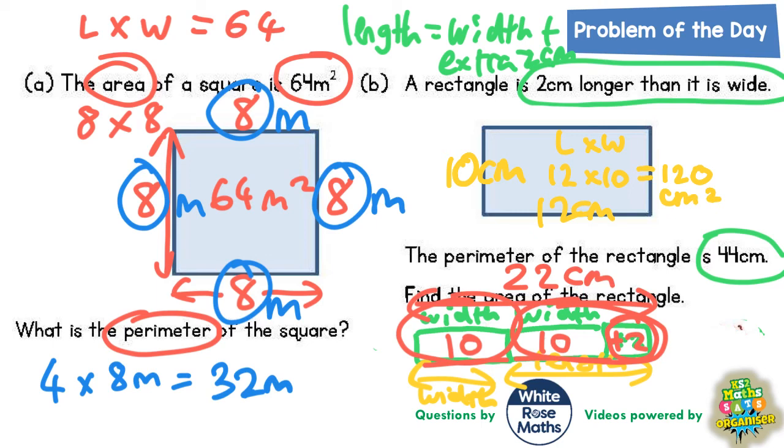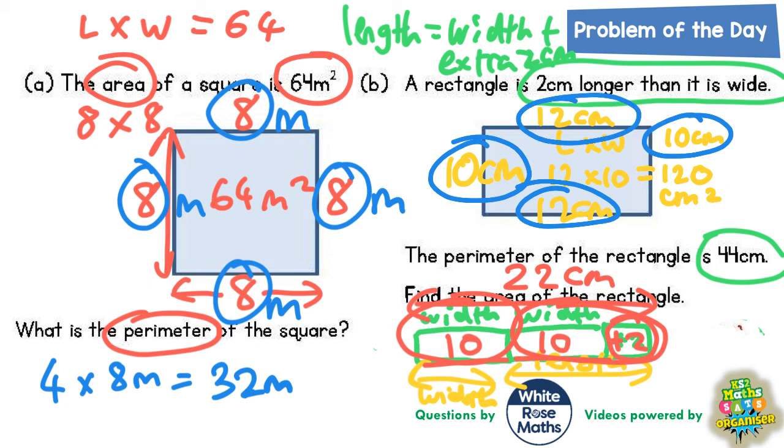Just to double check that this fits in with the other clue, that the perimeter is 44. Well, if the width is 10, then that means that the other width on the other side would also be 10, and the other length on the top side would also be 12. And if you add those together, 10, 10, 12 and 12. Well, 10 plus 12 is 22, and the other 10 plus 12 is another 22, and the two 22s together makes the 44 centimetres that it tells us the perimeter is here. So that all seems to fit in. So the final answer is that the area of the rectangle is 120 centimetres squared.